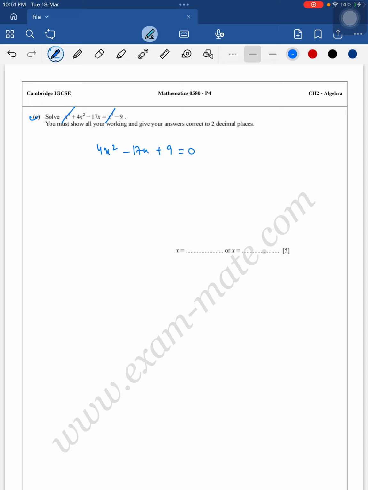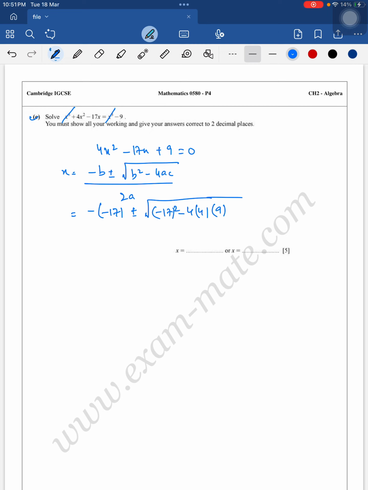Now again I have to show my working to solve it. I can solve it by quadratic formula as well. So applying the quadratic formula, x is equal to minus b plus minus square root of b square minus 4ac upon 2a. Now b is minus 17, right? Minus 17 square minus 4, a is 4, c is 9, upon 2a, which is 8.